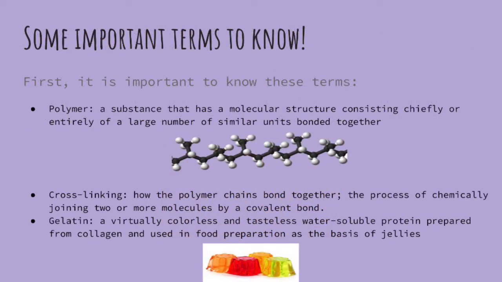So before I explain what diffusion is, which is an important process in spherification, it's important to know what a polymer, cross-linking, and a gelatin are. A polymer is some type of substance that's mainly made of the same type of unit or molecule, and as you can see, there's a picture of an example. Cross-linking is how this polymer is sticking together, by covalent bonding. And a gelatin is a virtually colorless and tasteless water-soluble protein prepared from collagen, which is a type of protein and used commonly in food preparation. As you can see, there's a picture of gelatins there, which basically looks like jello.